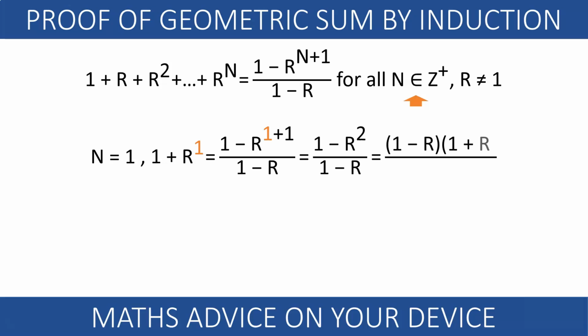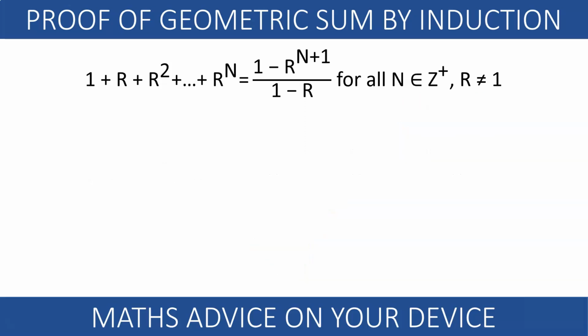1 plus r to the power of 1 equals 1 minus r to the power of 1 plus 1 over 1 minus r. That leads to 1 minus r squared over 1 minus r. Factorizing the numerator, we can cancel 1 minus r down, since r is not 1. This is true. 1 plus r to the 1 equals 1 plus r.